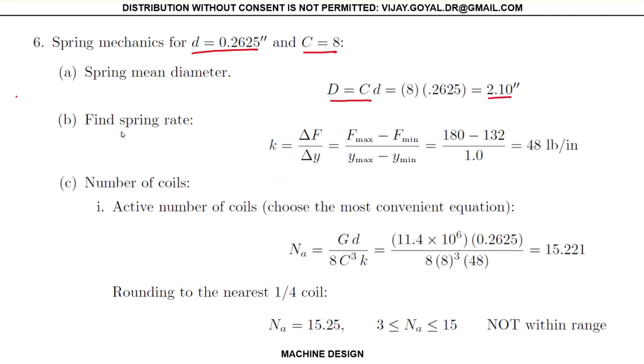And this is the spring rate is delta F over delta Y. So we find the spring rate, and from here we can find the active number of coils. And you can see the active number of coils exceeds. And we cannot exceed, it has to be within the range, so this is not going to work. So what do we do in this case? Well, if I make this diameter any higher, making the diameter higher makes this number even higher. So that's not an option.